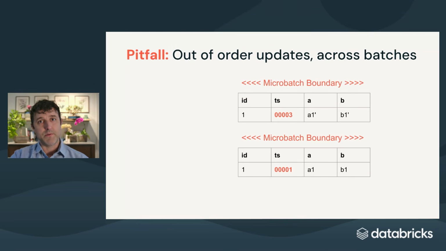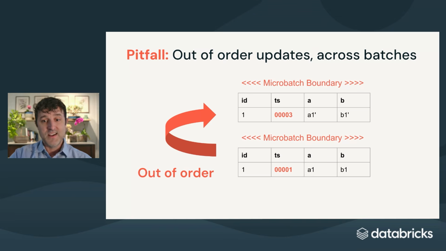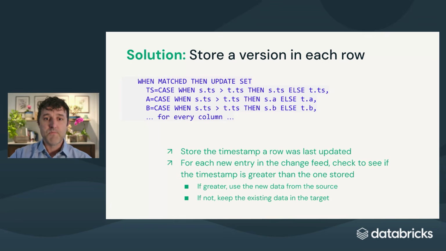Another problem happens if rows arrive out of order, but they're in different microbatches. So it arrives so late that it's being processed in the next execution of the stream. So as you can see, we've got this problem happening here. And in order to handle this, we're going to have to do something a little bit more complicated. The solution is we're actually going to take the timestamp from the change and store it in the table so we can remember when each individual row is updated.